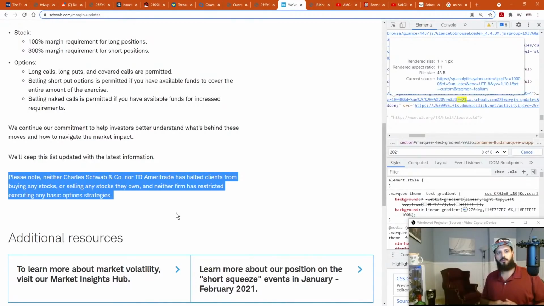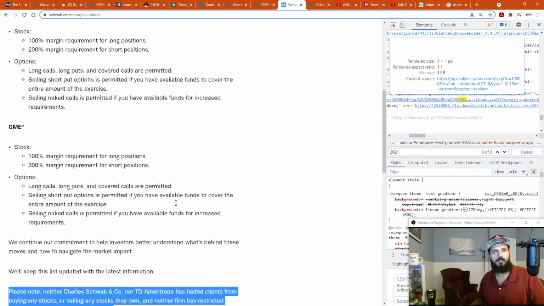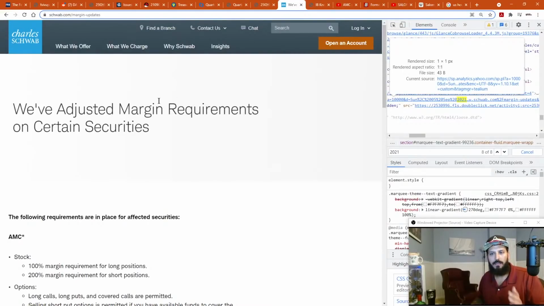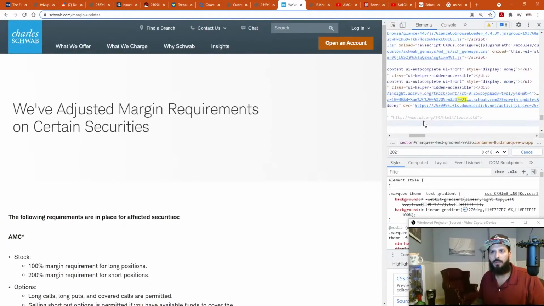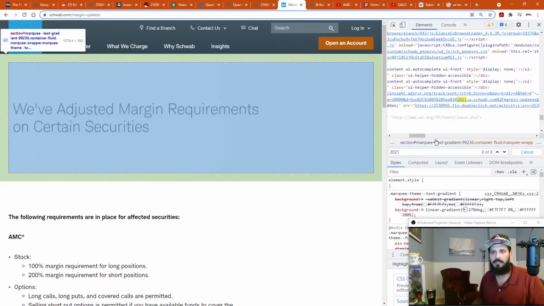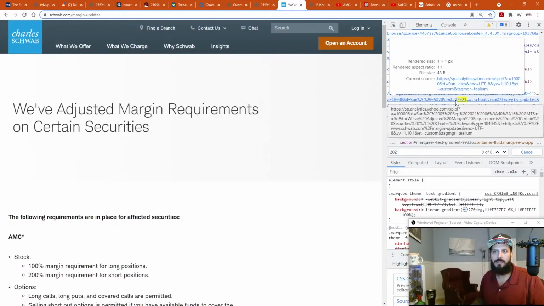Please note, neither Charles Schwab and Company nor TD Ameritrade has halted clients from buying any stocks or selling any stocks they own, and neither firm has restricted executing any basic option strategies. Good for you. I like to hear that. Now, there's no date on this Schwab margin update, but I reviewed the HTML code and did a date search, and the date that comes up for the posting of this new margin requirement update is September 20th, 2021. So this is new, as of September 20, 2021, a new margin requirement for Charles Schwab, to the best of my knowledge.